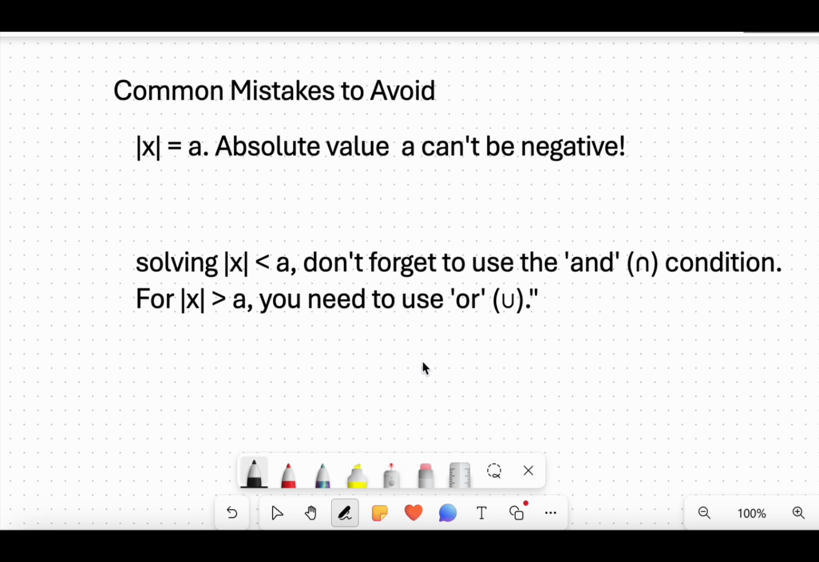There are some common mistakes I must remind you about. One is that the absolute value can't be negative. This a can't be negative. It must be positive or 0. And when solving, if the absolute value is less than a, don't forget to use 'and', the intersection sign. And if the absolute value is greater than a, we use 'or', the union sign.